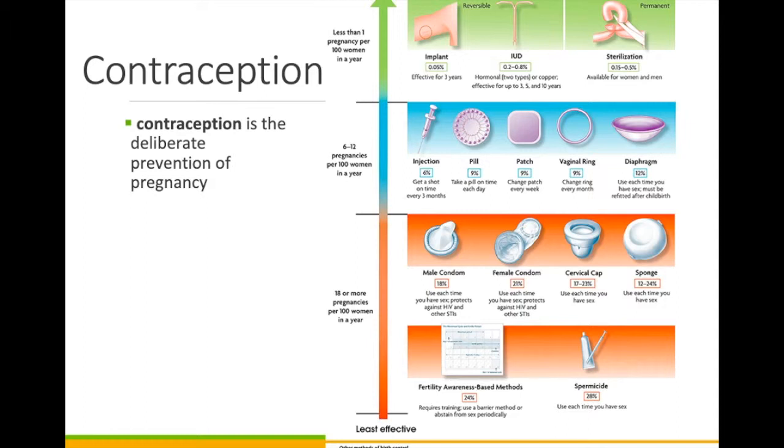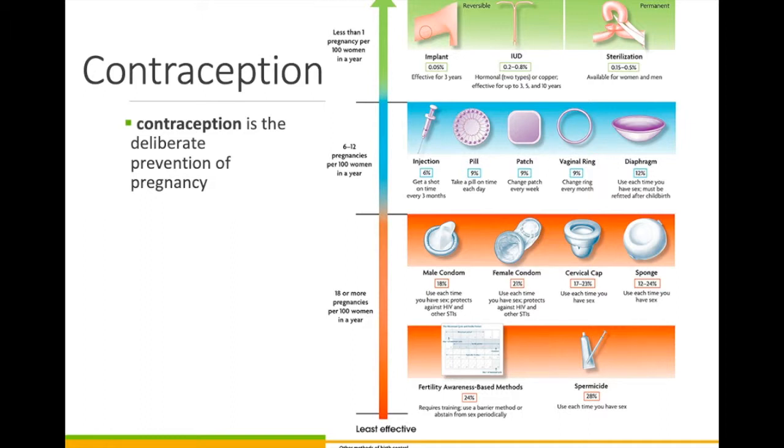We can use what we know about the biology of anatomy as well as the physiology of hormones in the menstrual cycle to prevent pregnancy. And that's called contraception, and that's the deliberate prevention of pregnancy. The only type of contraception that is 100% effective is abstinence, which might be effective in younger individuals, but is not necessarily a preferred form of contraception for most couples.